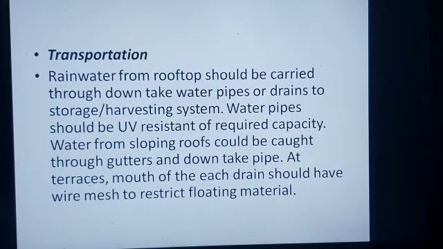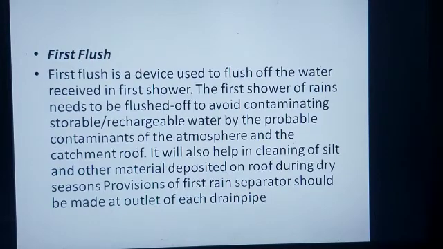Next is transportation. Rainwater from the rooftop should be carried through water pipes or drains to the storage harvesting system. Water pipes should be UV resistant and of required capacity. Water from sloping roofs could be caught through gutters and down pipes. At the terrace, the mouth of each drain should have a mesh, so that if any solid materials like leaves, stones or pebbles are there, they can be flushed out or collected separately. First flush. First flush is a device used to flush off the water received in the first shower.